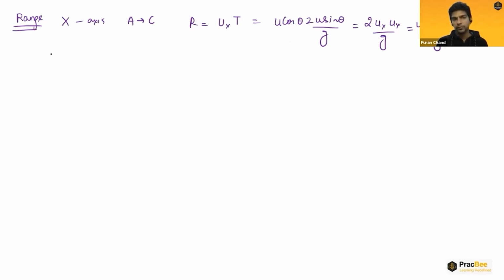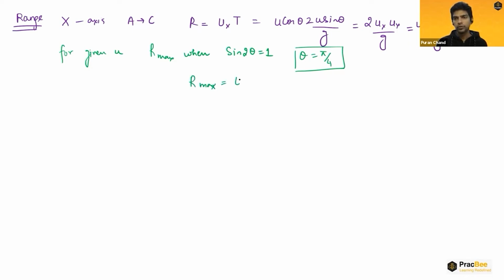Now, what is the maximum value of range? Range depends upon theta, right? So for given u, R will be maximum when sin 2 theta is equal to 1, because the maximum value of the sine function is 1. We want to maximize the range. So you can clearly see that when sin 2 theta is equal to 1, theta will be pi by 4. Is it clear? So your range will be maximum at theta equals pi by 4, and R max comes out to be u square by g.